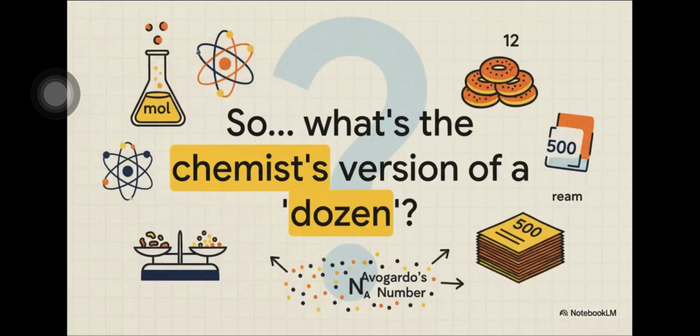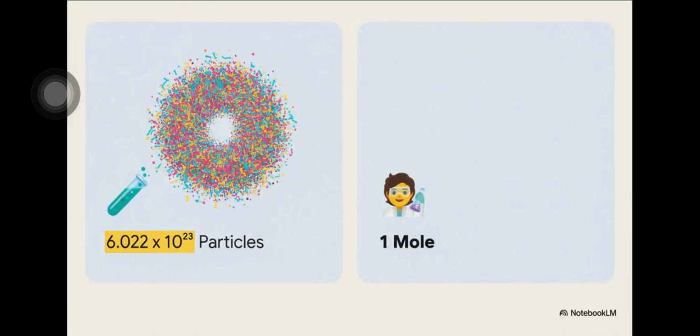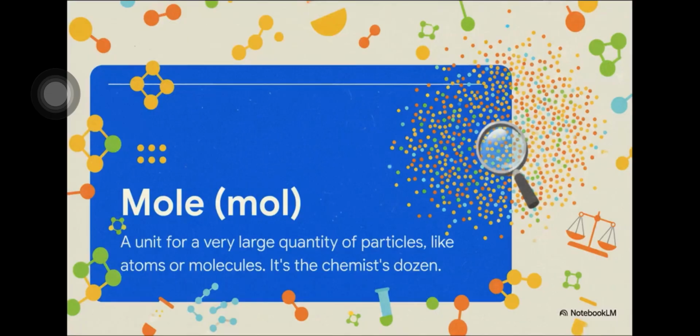So that brings us right back to our chemist. If a baker gets a dozen and we get a ream of paper, what's the chemist's special counting word for all those tiny, tiny particles? And here it is. The chemist's dozen is the mole. That's it. A mole is just a name for a number. It's a really, really big number, sure, 6.022 times 10 to the 23rd, but at its heart, it's just a counting word like dozen. So yeah, the textbook definition says a mole is a unit for a large quantity of particles. But you know what? Just think of it like this. A mole is the chemist's dozen. It's just a dozen that has to be ridiculously big because the things it's counting are ridiculously small.